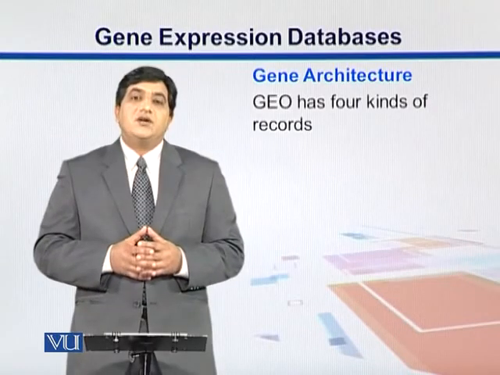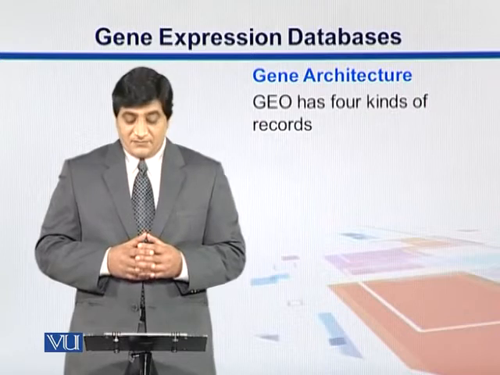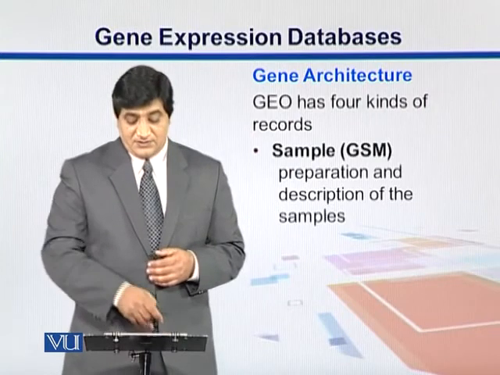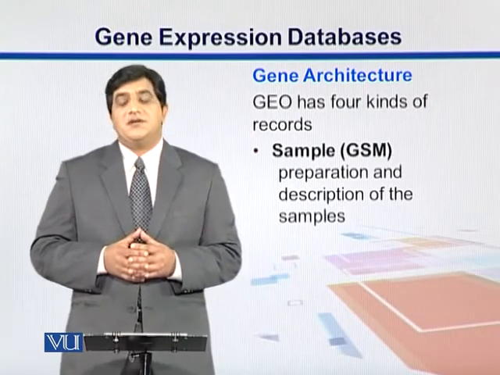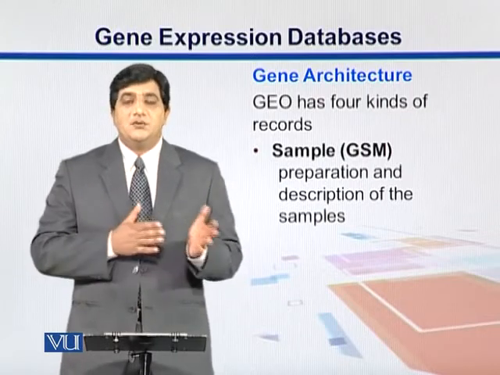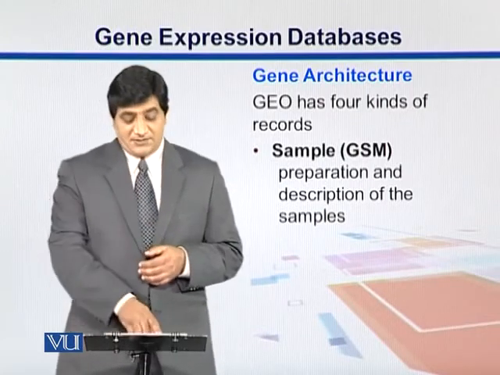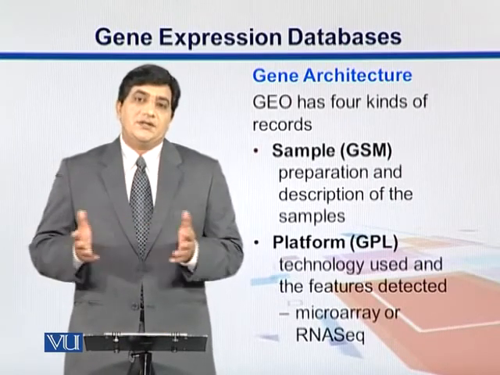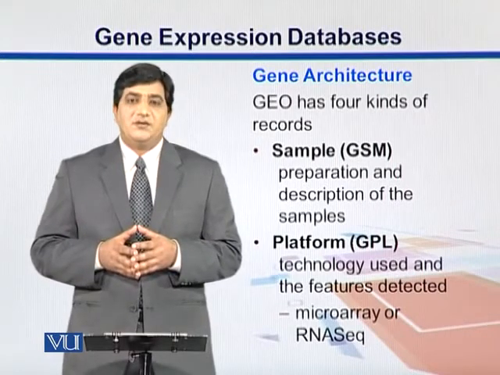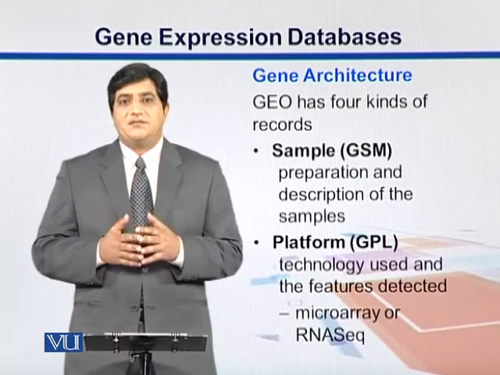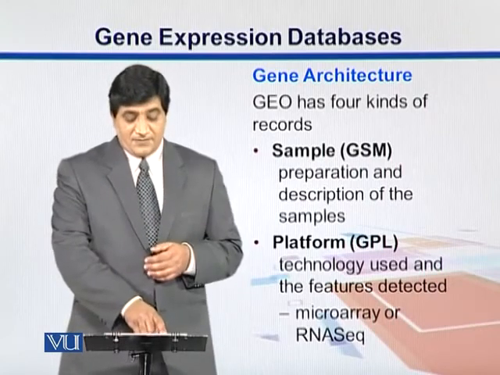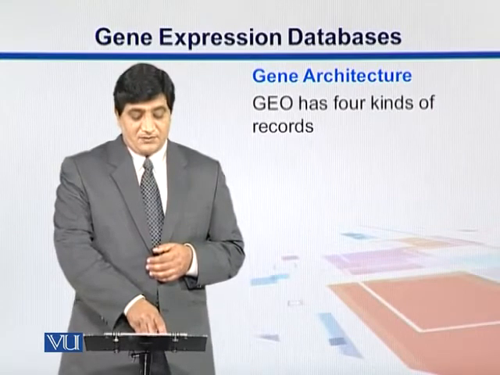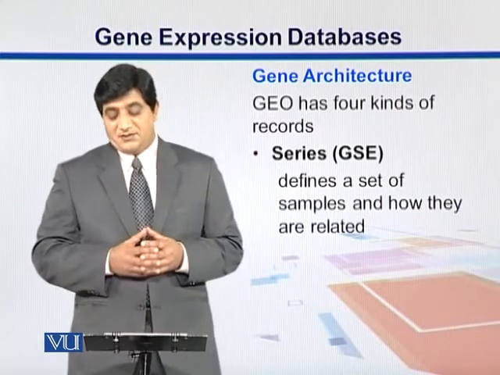GEO has four kinds of records, four kinds of data files, keeping in view the MIAME rules. GSM files store the sample information, like how the samples were prepared, how the treatments were given, and how the experimental design was established. The platforms are stored in GPL files, where we can see whether it's microarray data or RNA-seq data, or what kind of microarray data it is. There are different protocols coming from different agencies, so we can have that information.